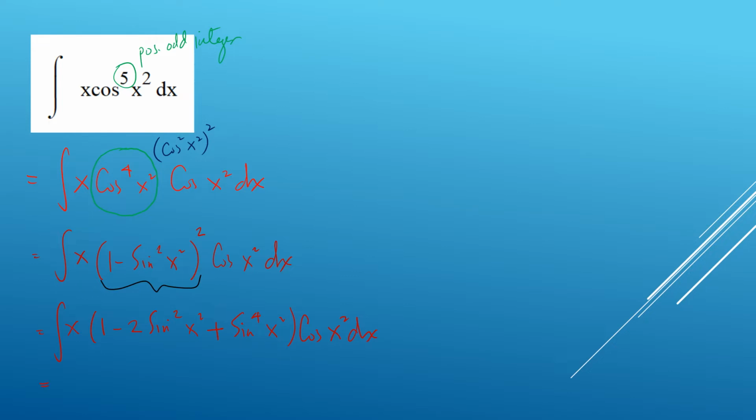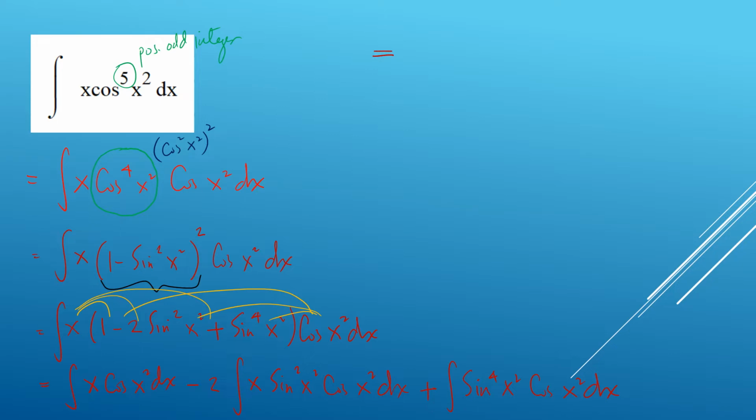We then write this as a sum of three integrals. Integral of x cosine x squared dx, where we distribute our x, and then the same thing with cosine x squared. So, minus 2 integral of x sine squared x squared cosine x squared dx, plus the integral of sine to the fourth x squared cosine x squared dx.